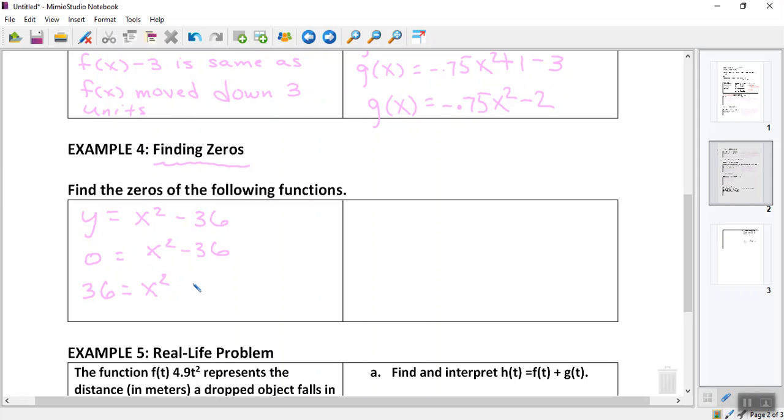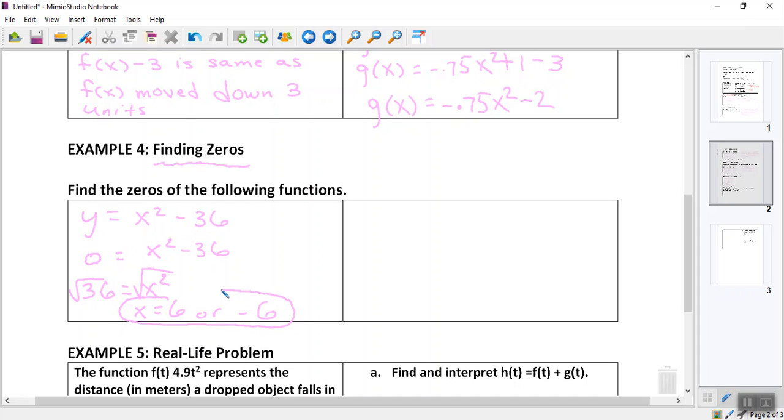All right. Well, how do you undo squaring? What operation is going to undo squaring to get x alone? Square root. Now keep in mind, square roots can either be positive or they can be what? Negative. So right here I can say, well, x would equal either positive 6 or what? Or what else? Okay. 6 or negative 6.